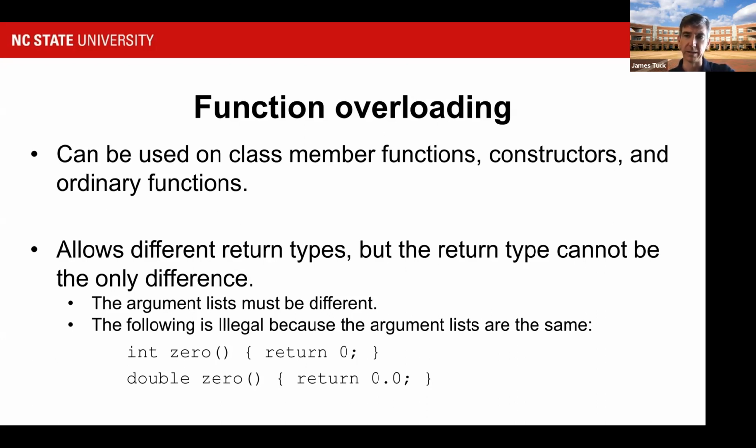There has to be a clear difference in the argument lists. One really easy way to create a difference in the argument list is to have a different number of arguments. And another way is to have the same number of arguments, but different types of arguments.